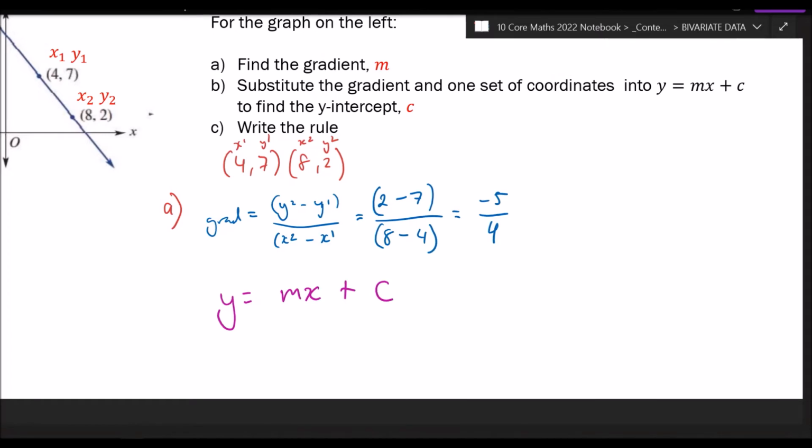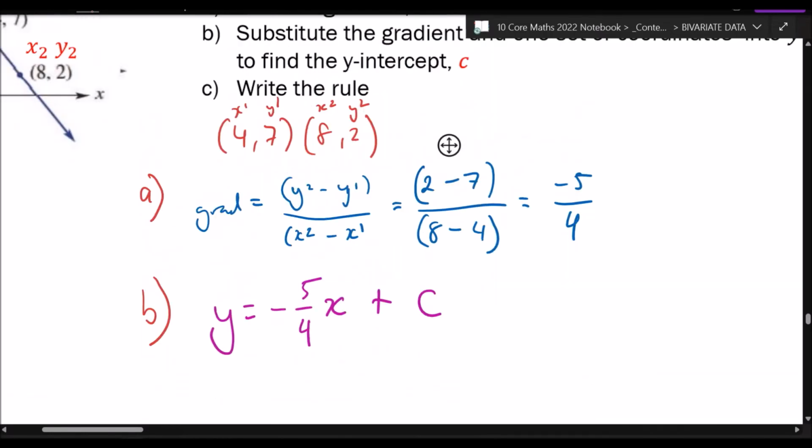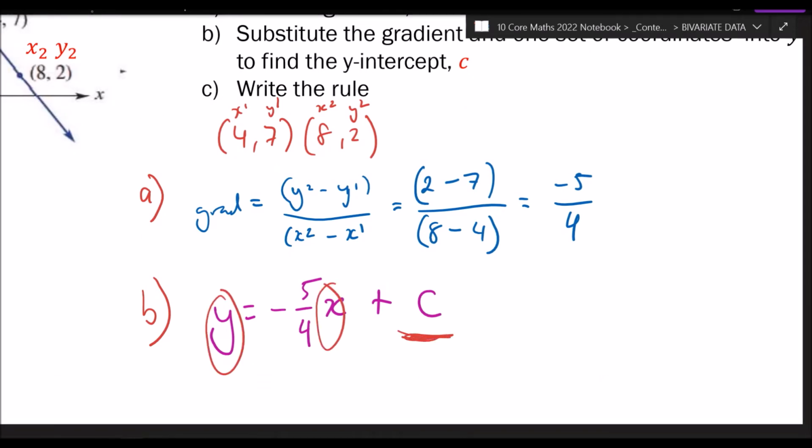Now, in our formula, what do we know so far? We know m. So let's change m to negative 5 over 4. That's what we know at the moment. Now, part B is asking us to substitute the gradient, which we just did, and use one of the coordinates in the formula to find out what C is. So just pick any one of these two coordinates, either x1, y1, or x2, y2, and change that into the x and the y here, because you're trying to look for C.